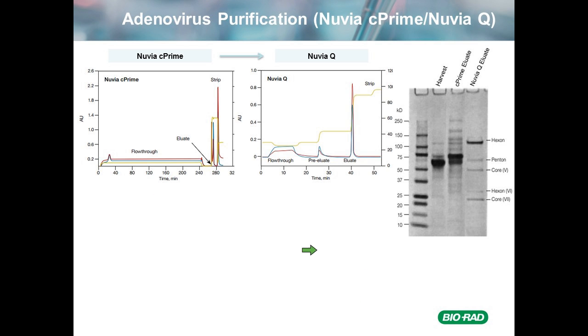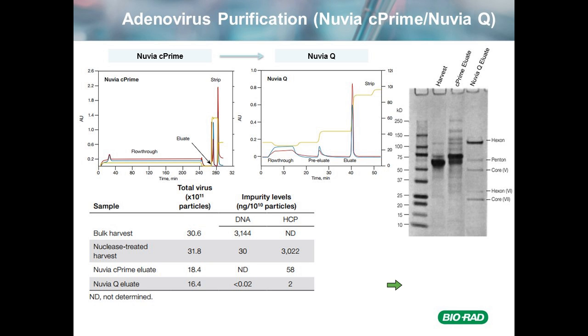If you look at the SDS page gel, what you see is the harvest in this second lane. This protein is albumin. C prime takes care of the albumin mostly, as well as a lot of other proteins. And then Nuvia Q cleans everything up. And what you see in the Nuvia Q eluate are 5 bands, which represent the 5 major proteins that you find in adenovirus. There are a lot of other proteins in adeno, but they're much lower quantity, and so you don't typically see them on this kind of a gel.